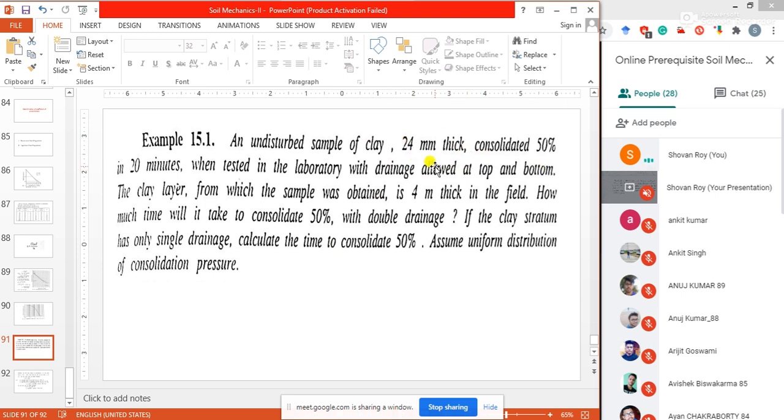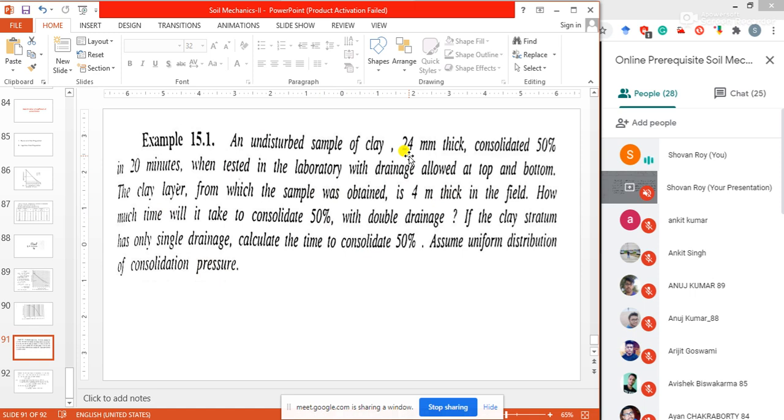The thickness of the sample was 2.4 centimeters, and the consolidation rate was 50% in 20 minutes. So the laboratory value is available for the same soil from where we have taken the sample. Now we have to calculate the actual value of the field from this reading. This is the actual question.